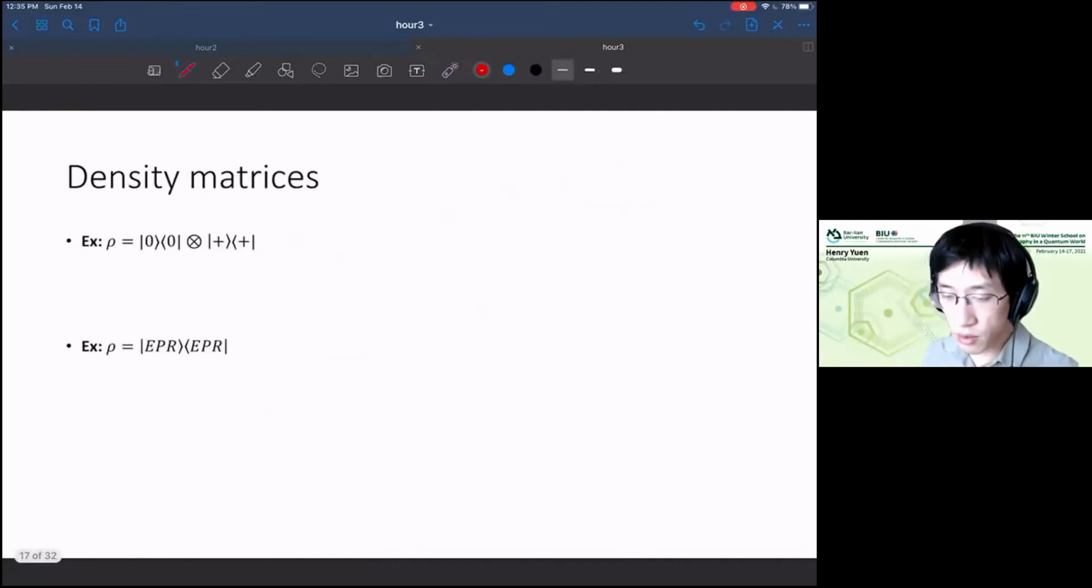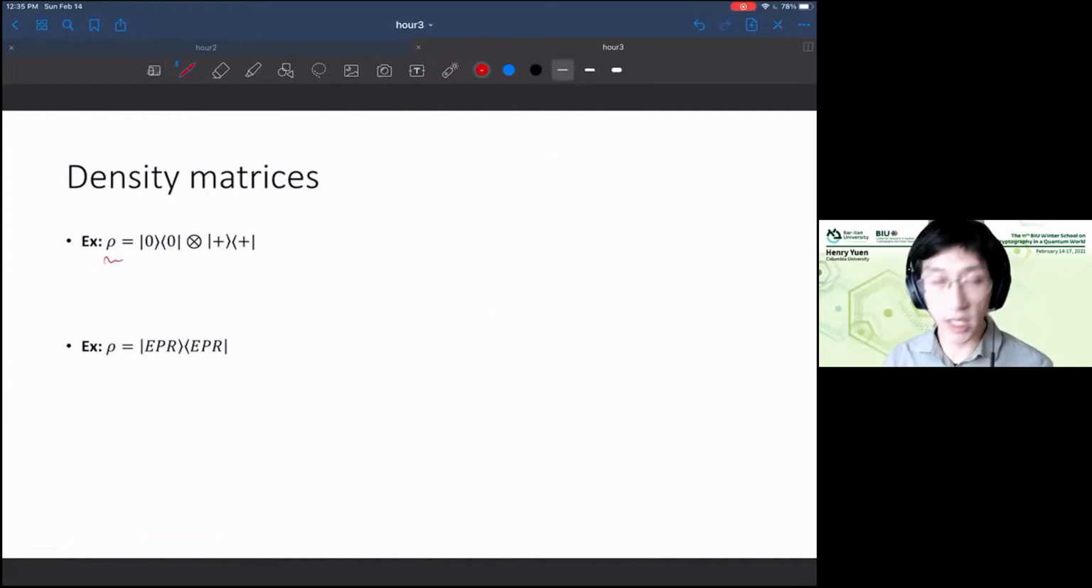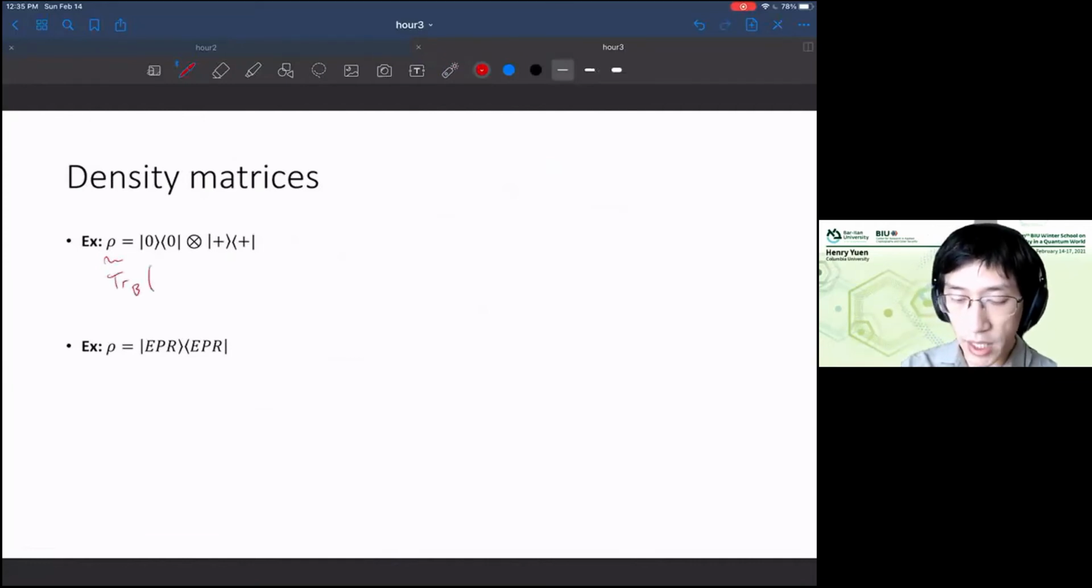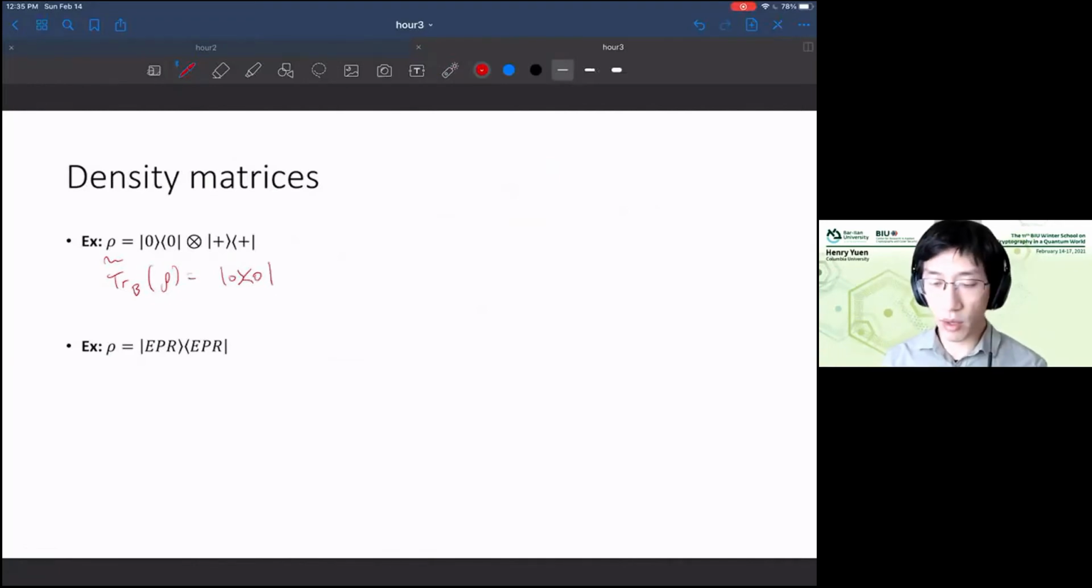Okay, so just some quick examples. If we have this density matrix rho, which is a tensor product of single qubit states 0 and plus, and we trace out the B subsystem, then not surprisingly, we're left with the state rho, which is still a pure state. I mean, these are unentangled states. So you're just going to get the 0 state out.